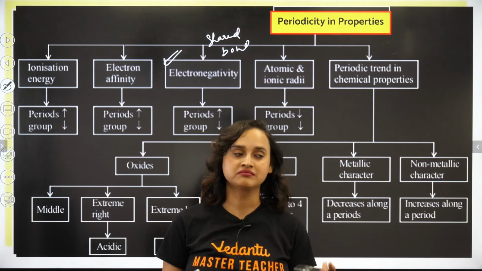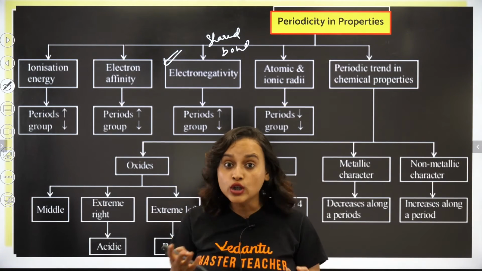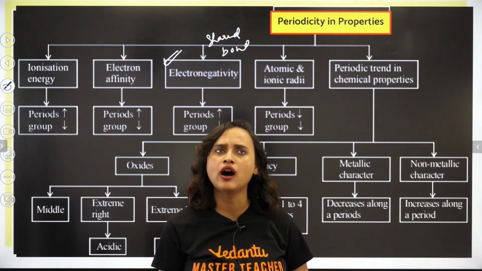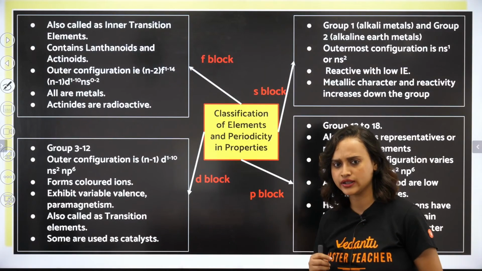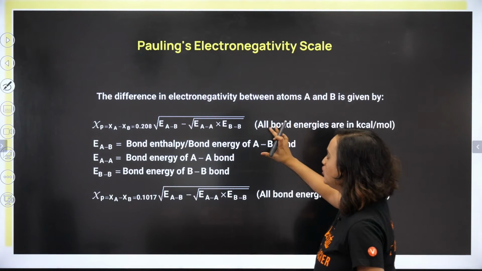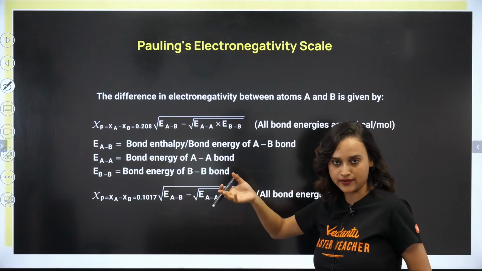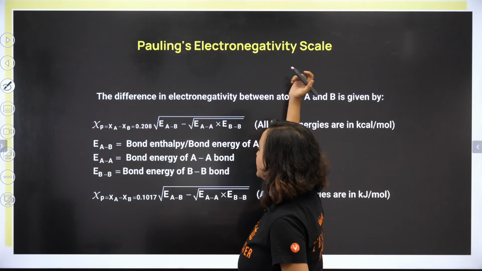Who were these people? Linus Pauling, Alfred Rochow, Mulliken. They came up with different formulas and told you how to calculate it. Let's take a look at those formulas. So this is how Pauling taught us how to calculate electronegativity.